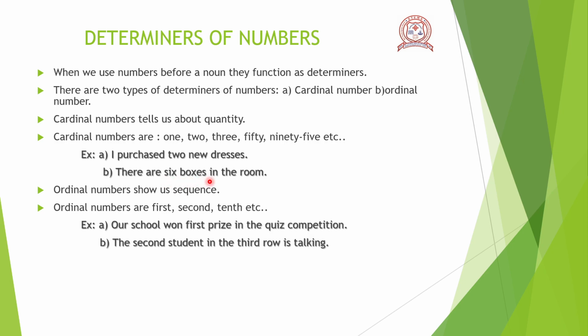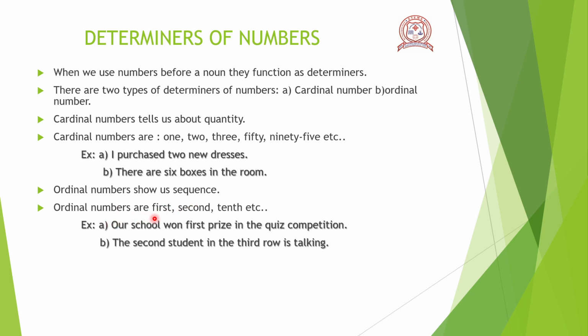There are 6 boxes in the room. So boxes is the noun and 6 shows a number. So it's a determiner of number. That is cardinal number. Now coming to ordinal number. Ordinal number shows us sequence. I know you have learned cardinal numbers and ordinal numbers in maths. The same thing. Ordinal numbers show us sequence.